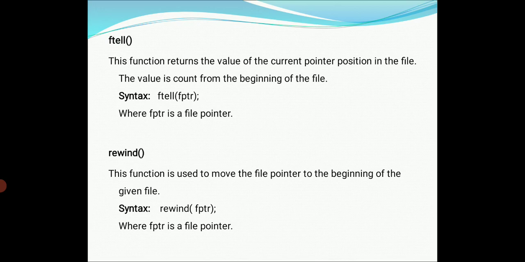The second function is ftell. This function returns the value of the current pointer position in the file, counted from the beginning of the file. Here is the syntax: ftell(fptr), where fptr is a file pointer. The last function is rewind. This function is used to move the file pointer to the beginning of the given file. The general syntax is rewind(fptr), where fptr is a file pointer.